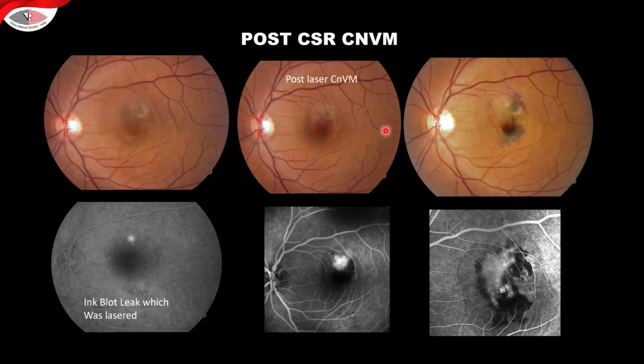So sometimes when a CSR patient comes back, it may not be a recurrence. You look carefully, it may be the site of an SRNVM which has started alongside a previous leak site, or if you have lasered, it could be related to the laser rupturing Bruch's membrane. So it is sometimes a complication.